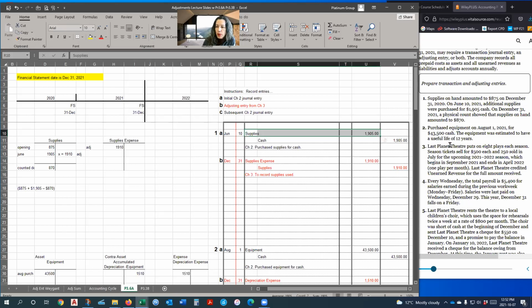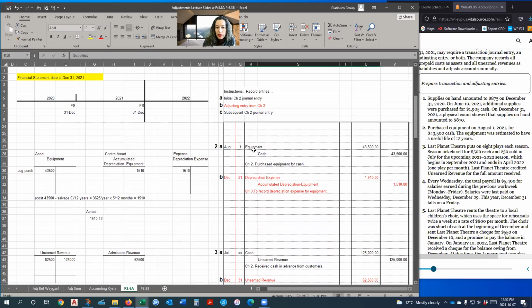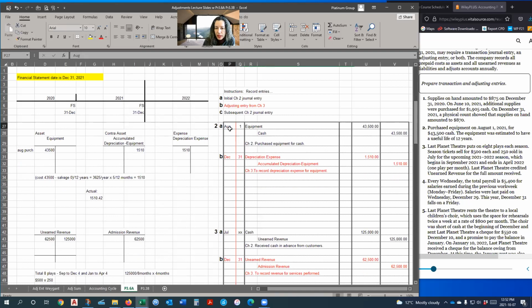So the second one is we bought equipment for $43,000 on August the 1st. So here, question number 2A, on August the 1st, we purchased equipment, $43,000. And it says we paid cash for it. So we debited equipment and credited cash. This gets posted to the general ledger, and you can see we have a T account or a general ledger account called equipment.